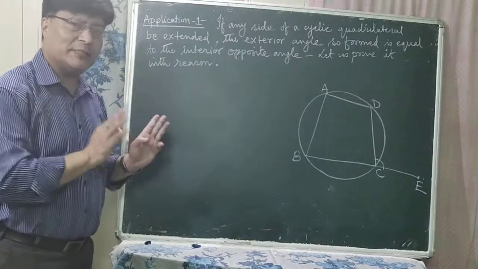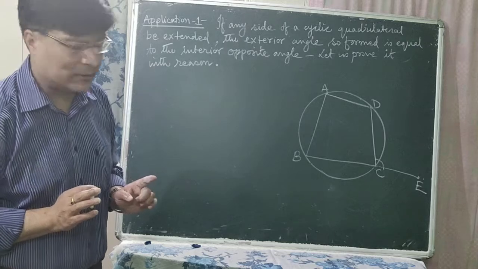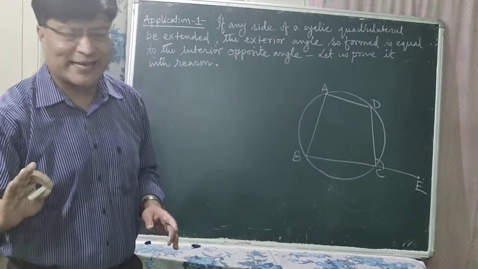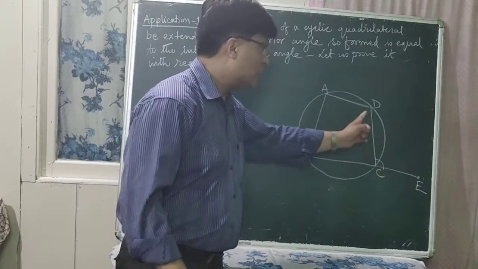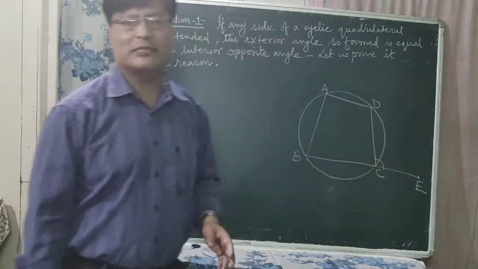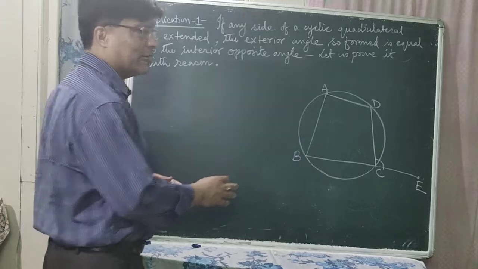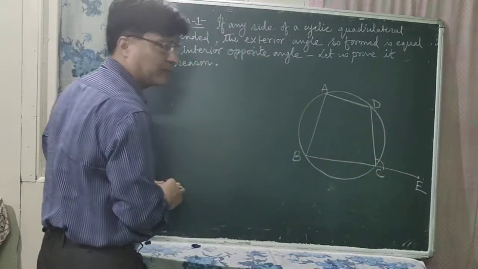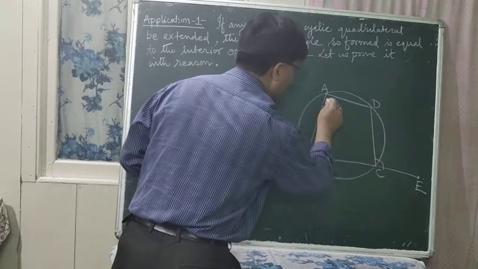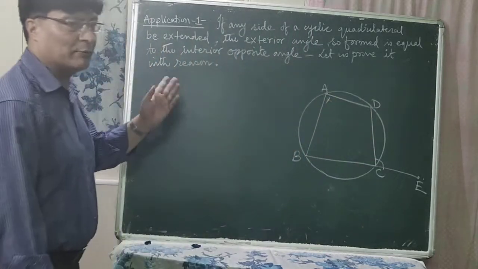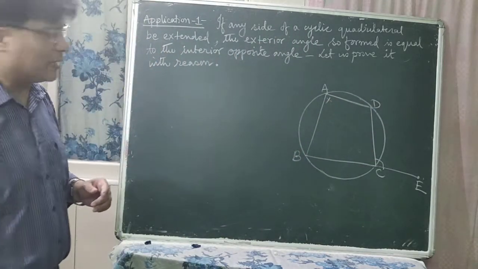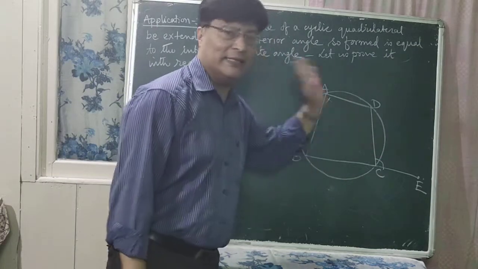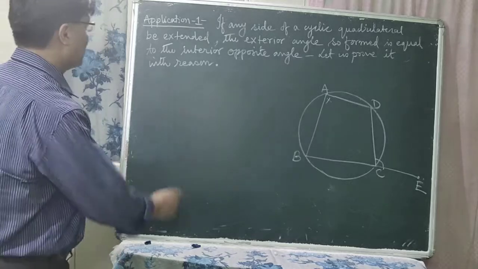Now, ABCD is a cyclic quadrilateral here. The side BC of the cyclic quadrilateral is extended up to the point E. So angle DCE is the exterior angle. You have to prove that this angle DCE is equal to angle BAD. You have to prove this relation. That means angle DCE is equal to angle BAD. Is that clear? So write down.